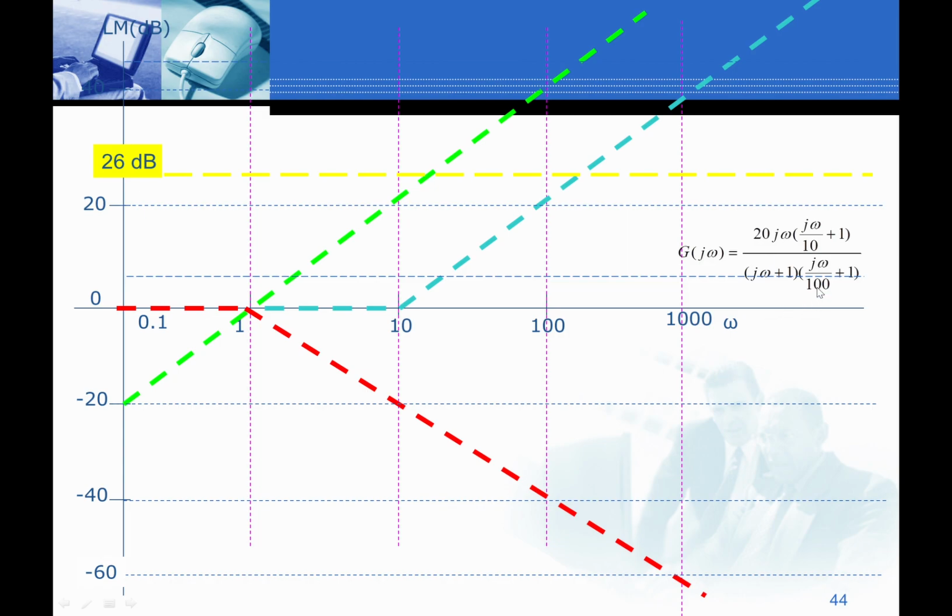For the last pole term, our corner frequency is 100. It starts at 0 until it intersects with the corner frequency 100, and then it goes down with a slope of minus 20 dB per decade, meaning that at frequency 1000, it will intersect with minus 20. So we have 5 lines here, and we are going to need to add all of these lines to get our final magnitude plot.